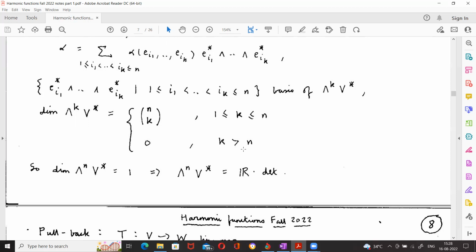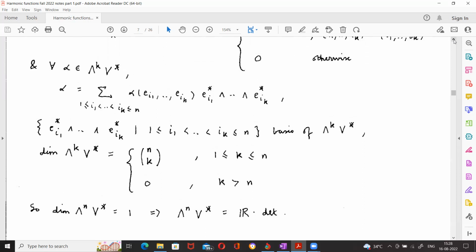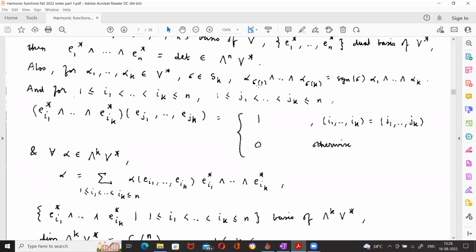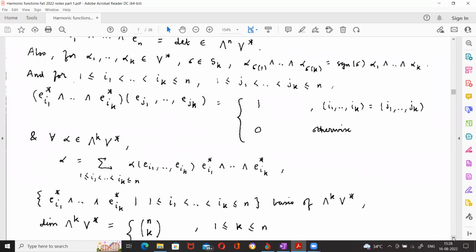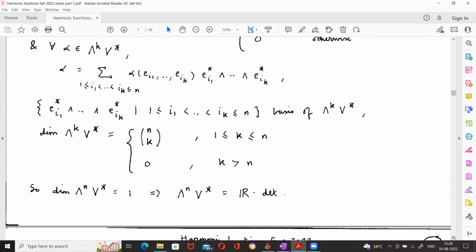Okay, and it's 0 if k is bigger than n. Because then, if k is bigger than n, in this e_i1 star wedge e_ik star, some basis vector will be repeated twice. And so this wedge product will become 0, because we know the wedge product is alternating on one-forms: alpha sigma(1) wedge alpha sigma(k) equals sign of sigma times alpha 1 wedge alpha k. So if any alpha is repeated twice, then this wedge product will become 0. So for k bigger than n, the kth wedge is 0. All right.